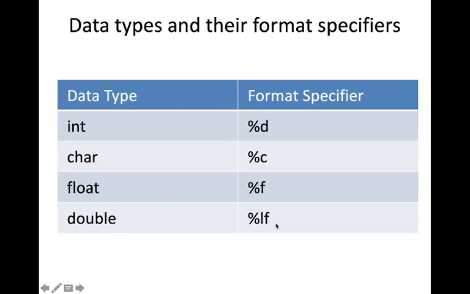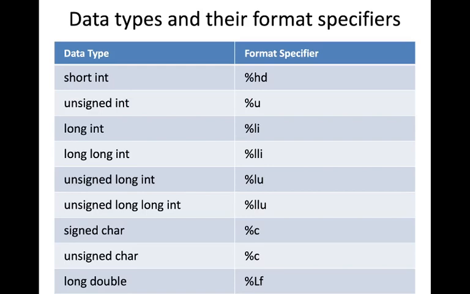Then there are other data types. We have already seen data types. There are various other data types like short int and unsigned. For short int, you can use %hd. If you are declaring something as unsigned int, then you have to use %u. For long int, it is %li. For long long int, it is %lli. For unsigned long int, you can use %lu. For unsigned long long int, it is %llu. Then for signed character, it is %c, and for unsigned character it is also %c. For long double, it is %Lf.